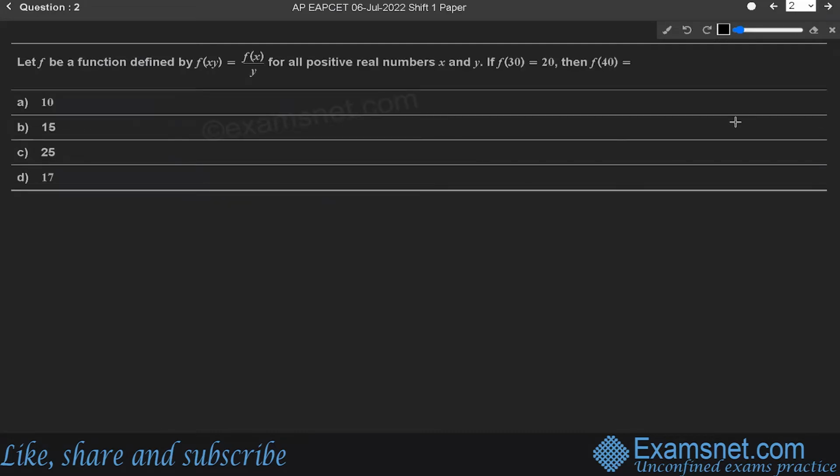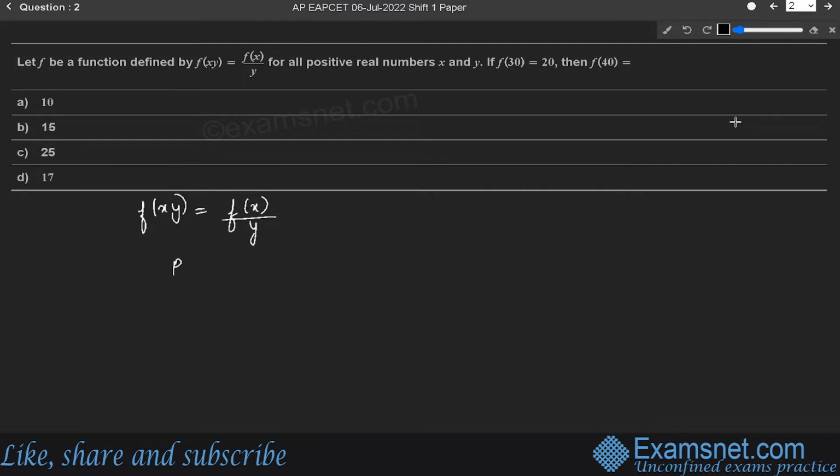Next question also comes from relations and functions. The question is: let f be a function defined by f of xy is equal to f of x upon y for all positive real numbers x and y. If f of 30 is equal to 20, then f of 40 is equal to? We have to find the required value for f of 40.